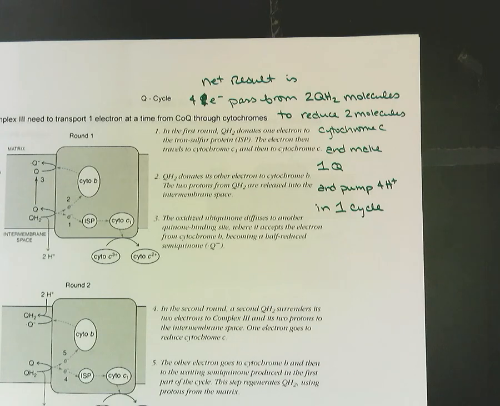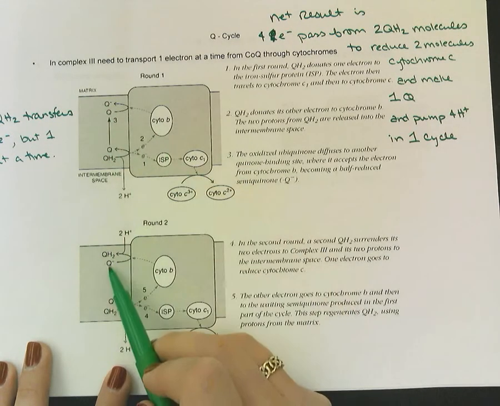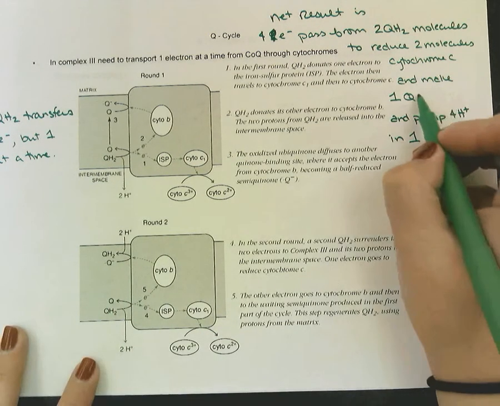You guys don't look as excited as you should be about doing the Q cycle. Why only 1? Well, because the first time we make this semiquinone, and the second time we finish making it into QH2.